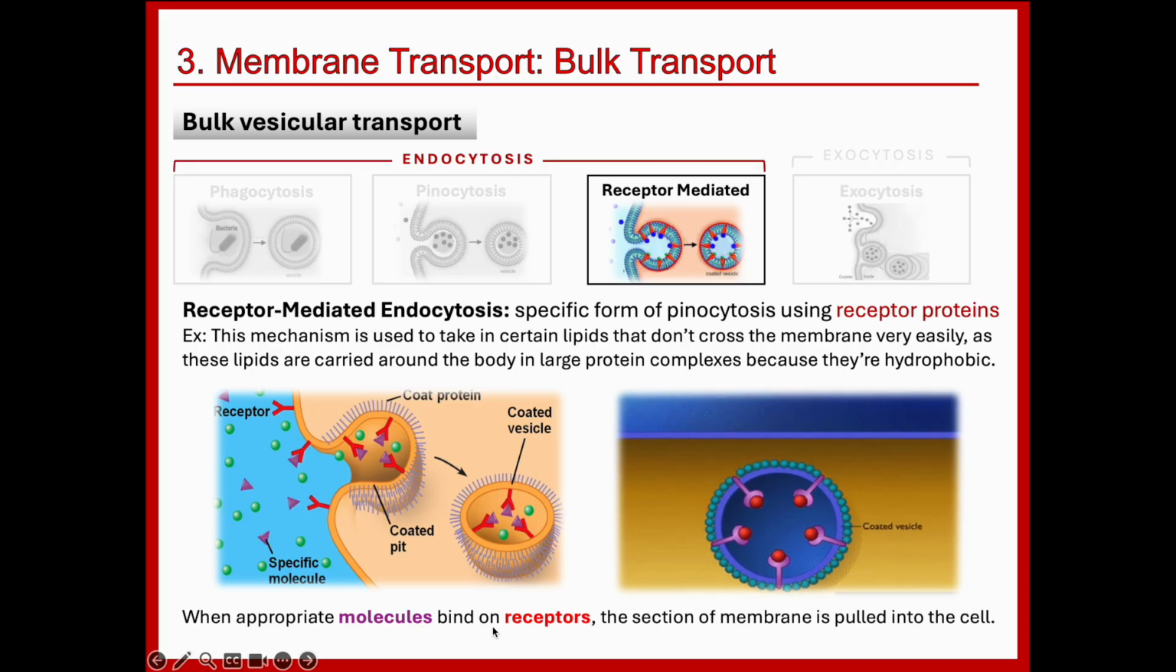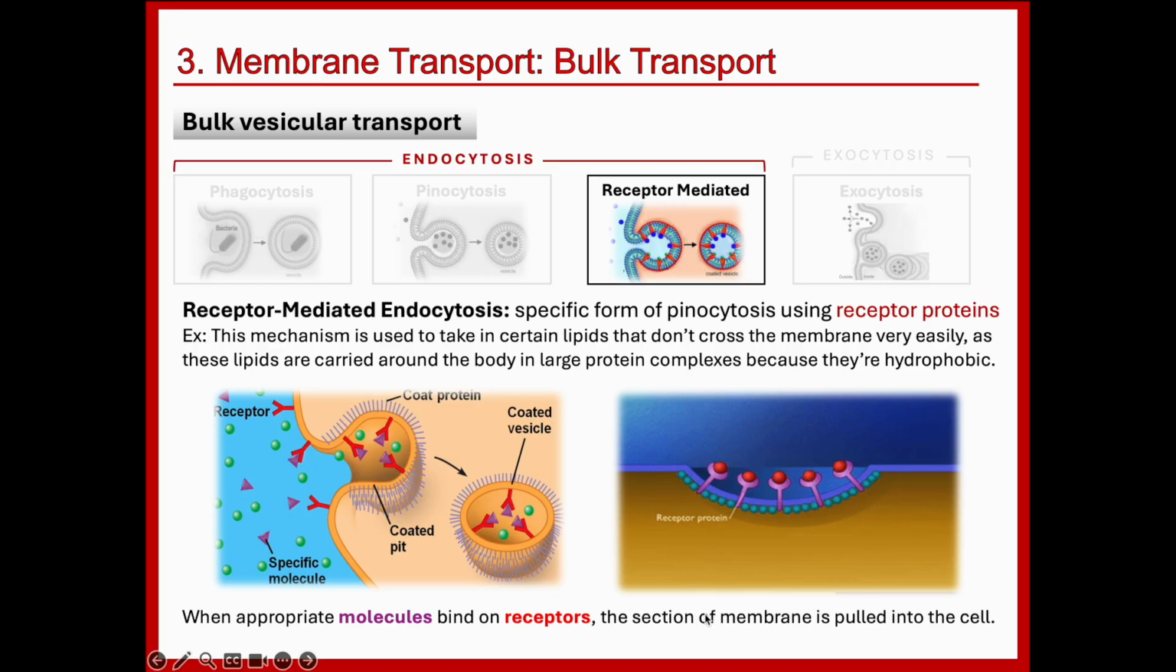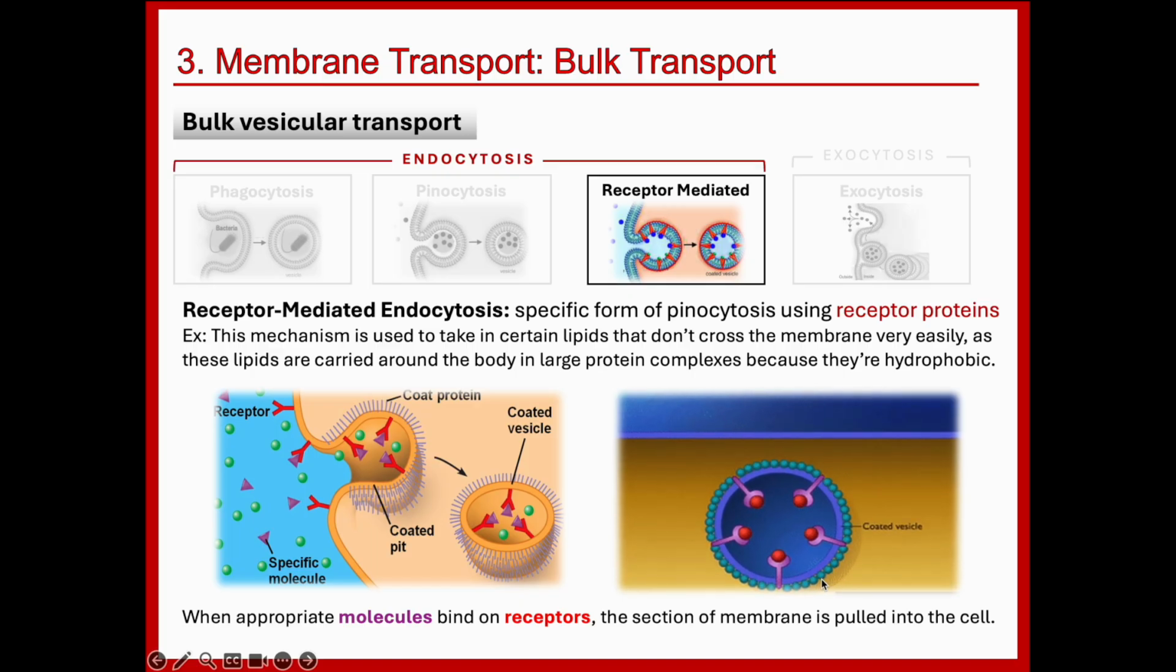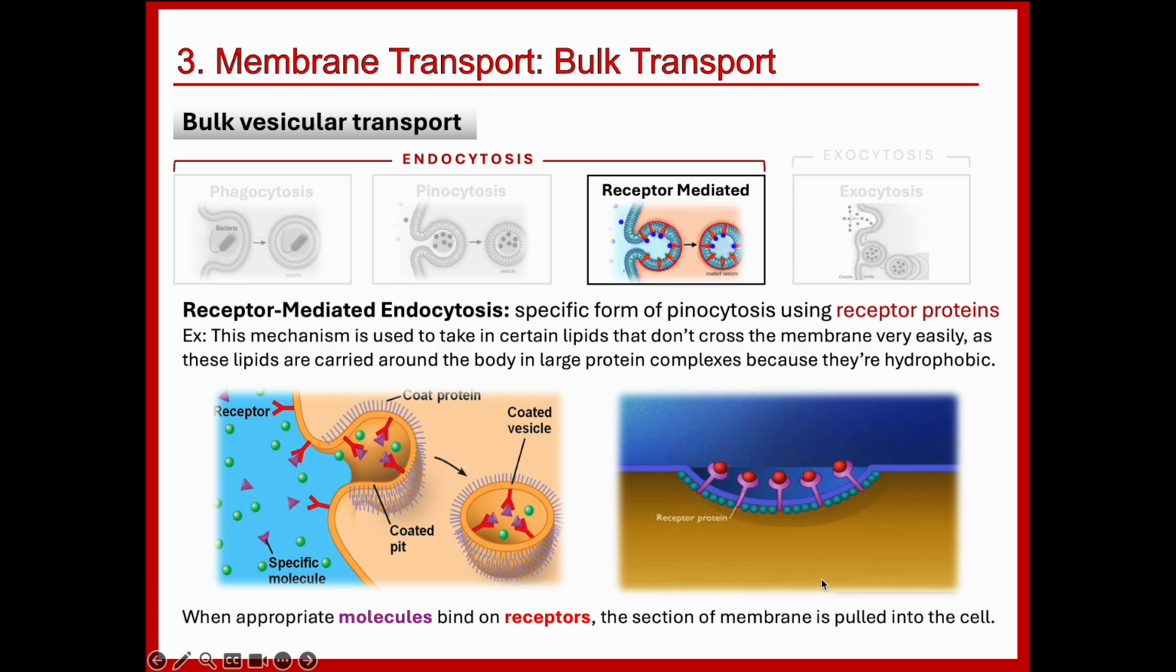When appropriate molecules bind on receptors, the section of the membrane is pulled into the cell. You see here the coated pit, right? They will bind and then they will bleb into the cell, right? So there's a receptor and molecule interaction here, all right?